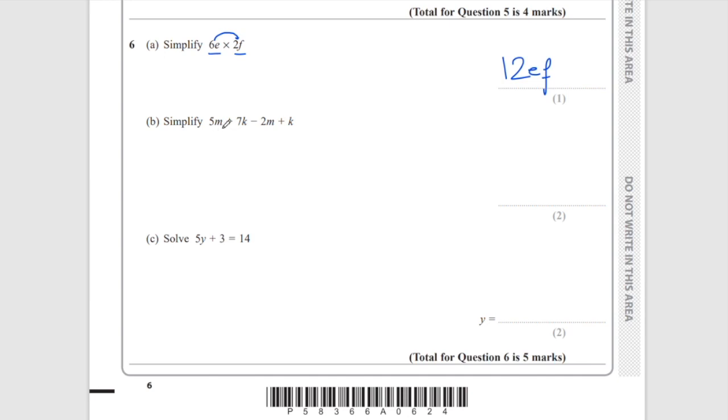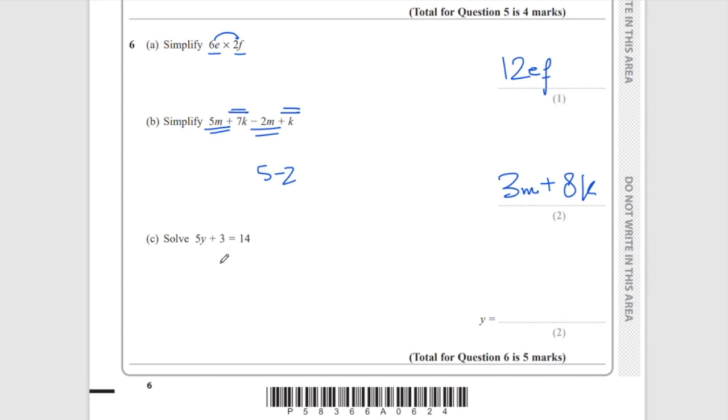Here we have to bring the like terms together, 5m and negative 2m. So positive 5 and negative 2 will give you positive 3, so it's 3m. And positive 7 and positive 1 will give you positive 8k. That's the answer. You can't add them anymore because they are unlike terms.